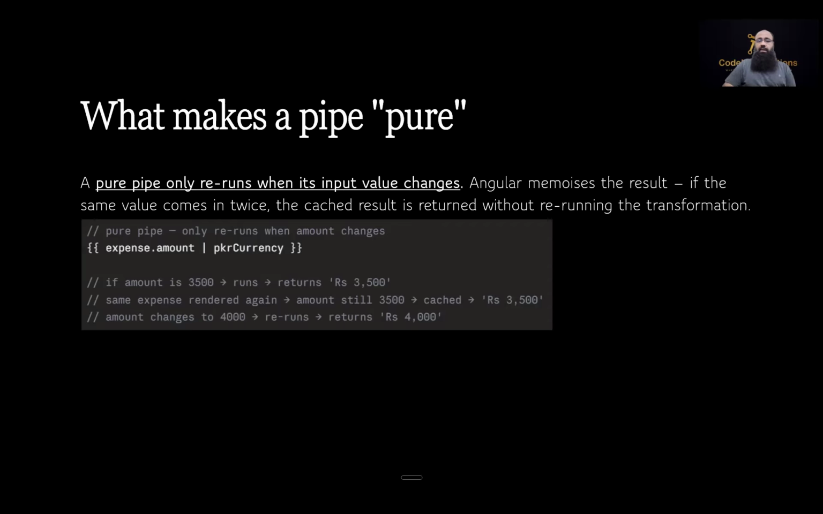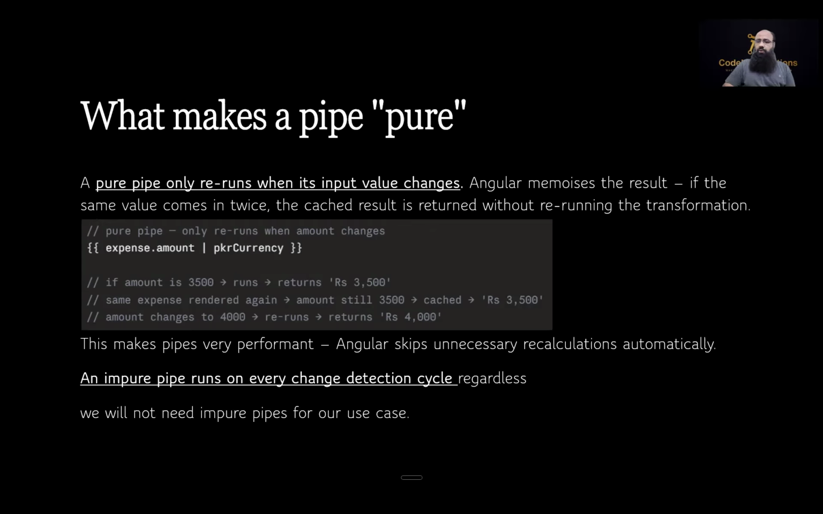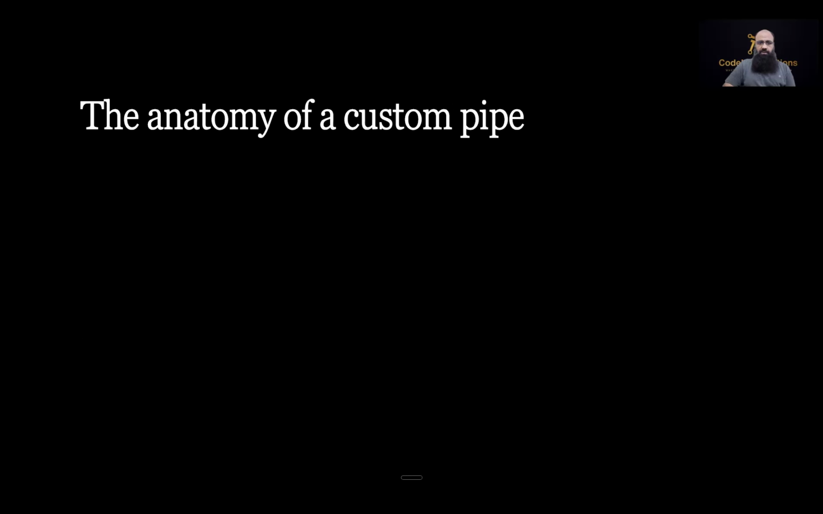You can see that the pipe we are using is a pure pipe, and only runs when the amount changes. This makes pipes very performant, as I already mentioned, because Angular skips unnecessary recomputation. An impure pipe runs on every single change detection cycle, and we are not going to use impure pipes in our use case.